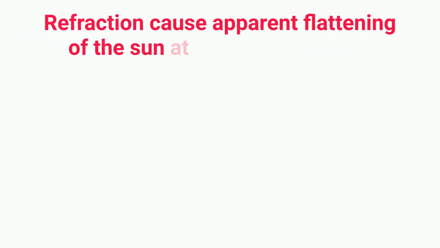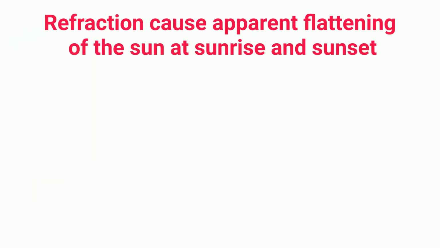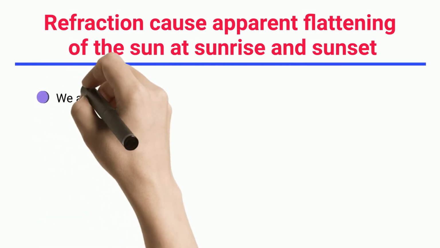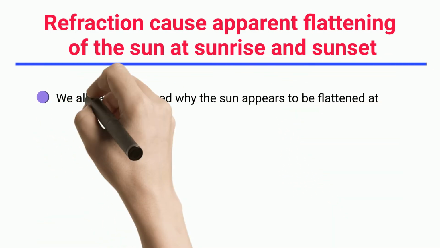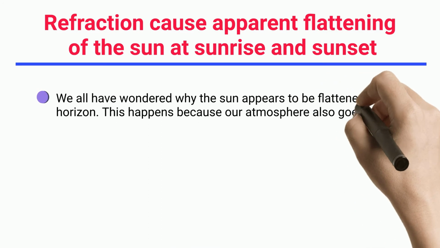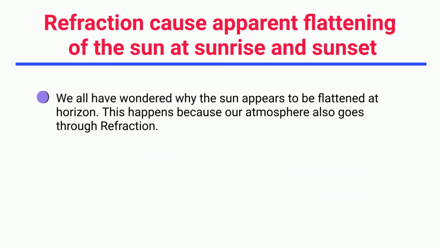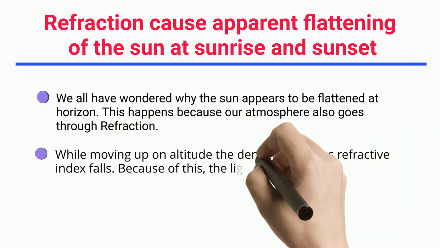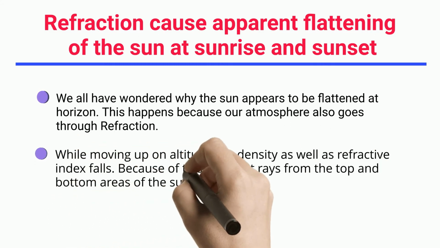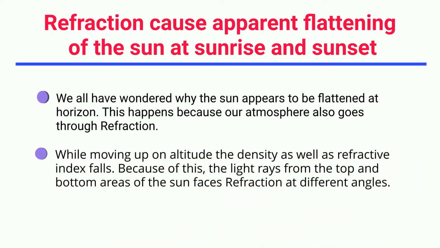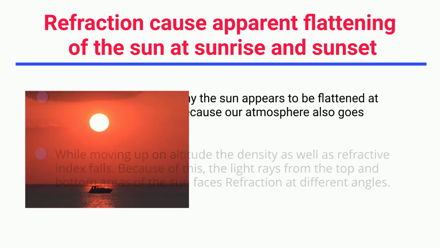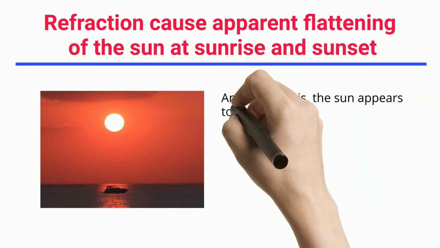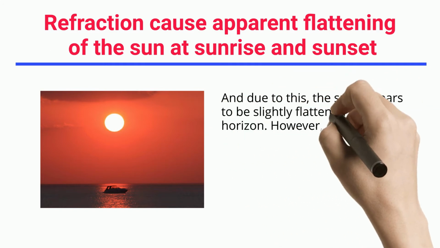Refraction causes apparent flattening of the sun at sunrise and sunset. We all have wondered why the sun appears to be flattened at the horizon. This happens because our atmosphere also goes through refraction. While moving up in altitude, the density, as well as refractive index, falls. Because of this, the light rays from the top and bottom areas of the sun face refraction at different angles. And due to this, the sun appears to be slightly flattened at the horizon.